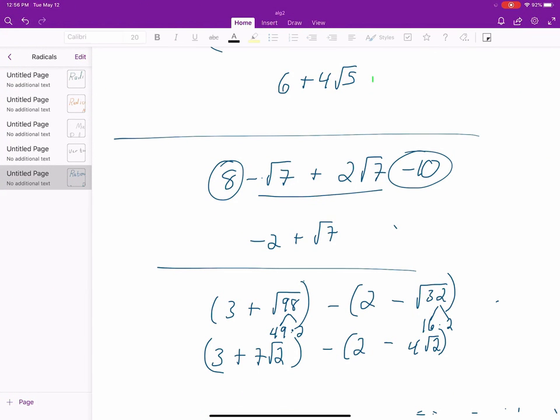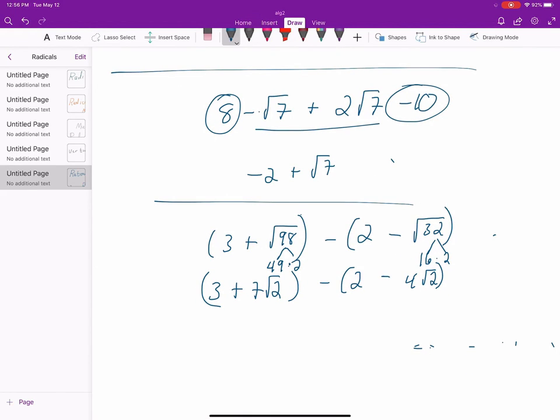Now, they do combine, because they're both the same underneath there. All right? So here we go. We can go 3 minus 2. So that's 1. Now I have 7 square roots of 2. This minus is going to come in here and make that a plus. Plus 4 square roots of 2 is going to give us 11 square roots of 2.